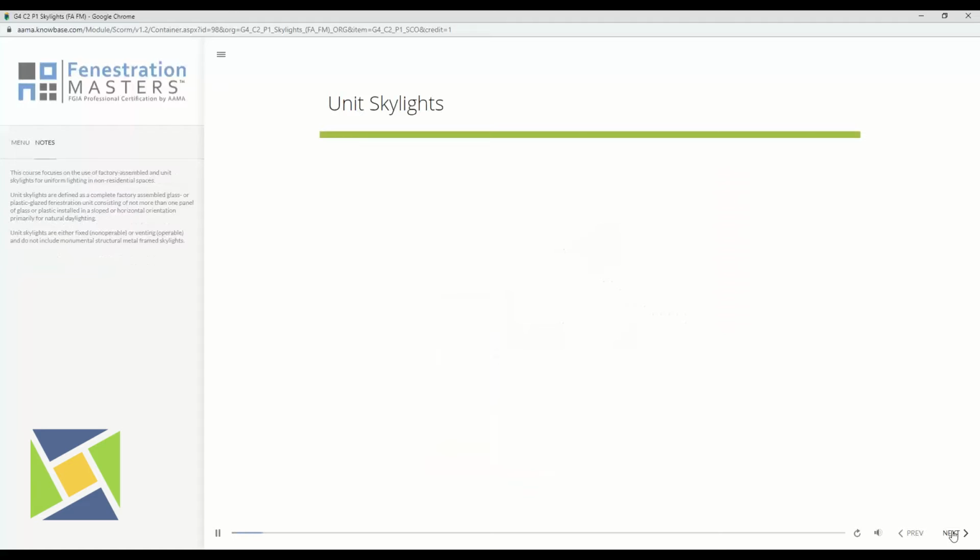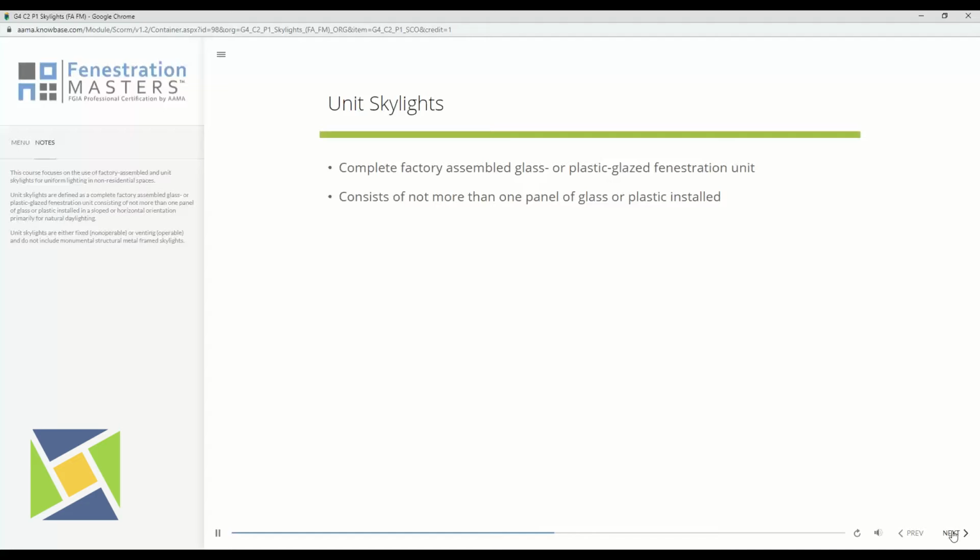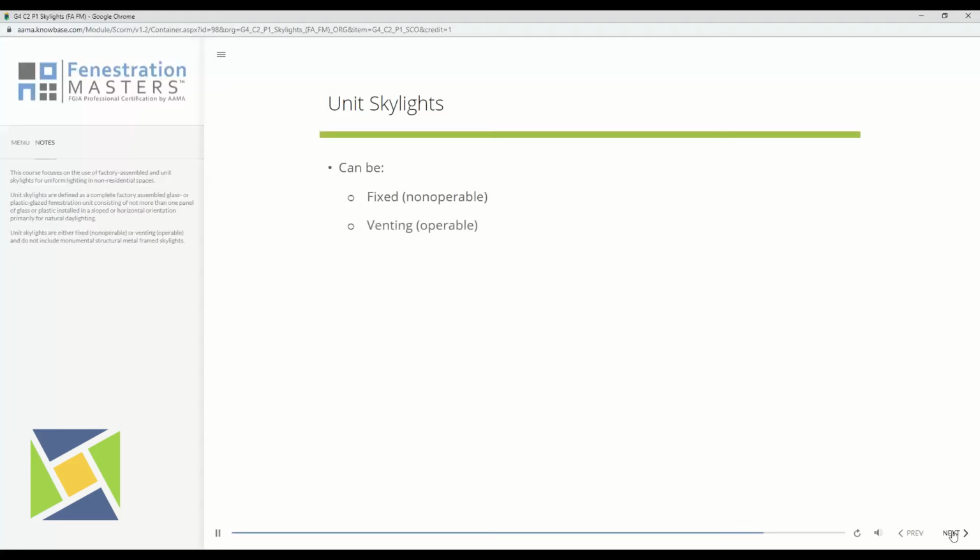This course focuses on the use of factory-assembled and unit skylights for uniform lighting in non-residential spaces. Unit skylights are defined as a complete factory-assembled glass or plastic glaze fenestration unit consisting of not more than one panel of glass or plastic installed in a sloped or horizontal orientation primarily for natural daylighting. Unit skylights are either fixed, non-operable, or venting, operable, and do not include monumental structural metal frame skylights.